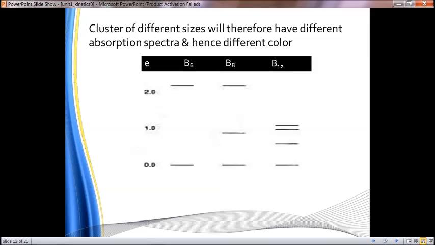So the absorption will have one energy level for 1.01, for B12 that is 2. It will be well explained in the next slide.